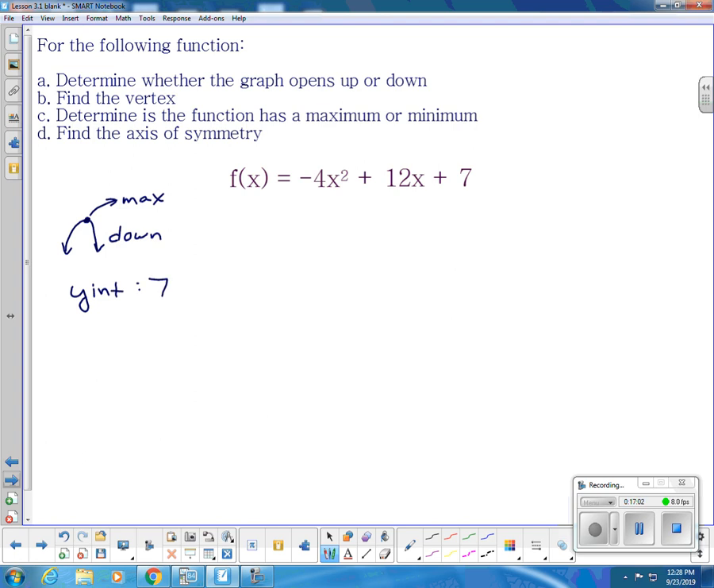Okay. Now, let's find the vertex. So the x part of the vertex, the h, is opposite of b over 2a. So that's negative 12 over negative 8. That's 1.5. So that's the x part of my vertex. To find the k, or the y part, we're just going to plug 1.5 back into the equation.